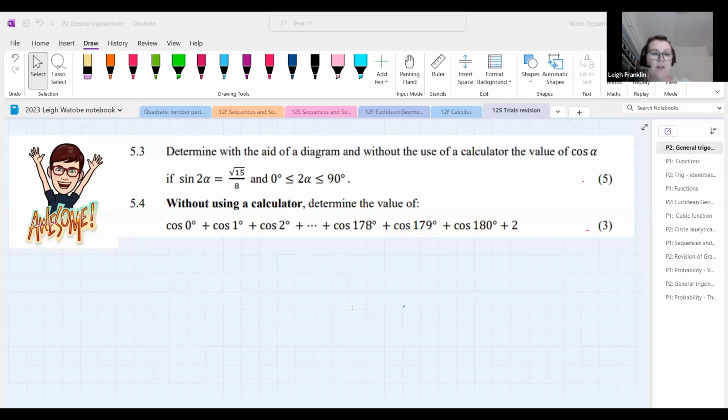Let's have a look at the next question. All right. In 5.2, it says determine with the aid of a diagram and without the use of a calculator, the value of cos alpha if sine 2 alpha equals root 15 over 8 and 2 alpha is an angle between 0 and 90.